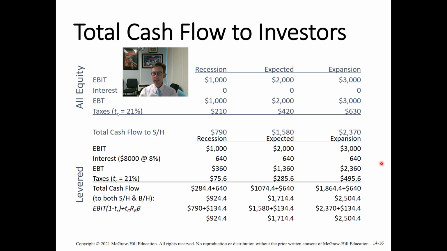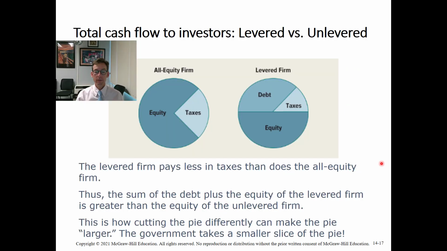And we can see the same thing in the other two states of the economy. In both cases, because of the reduction in taxes, we see a greater cash flow to the investors, both bondholders and shareholders, for the levered firm than we would see for the all-equity firm. And so this is yet another proof that capital structure is not irrelevant. So how does this work?